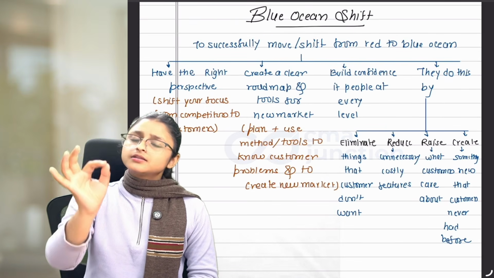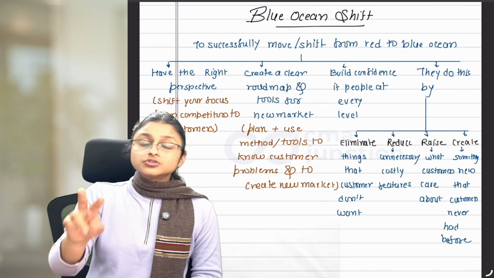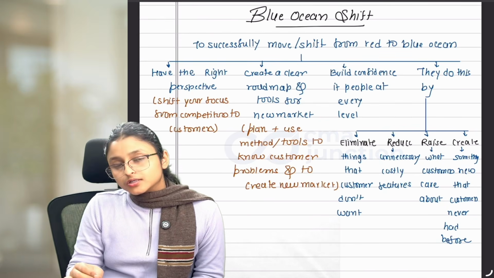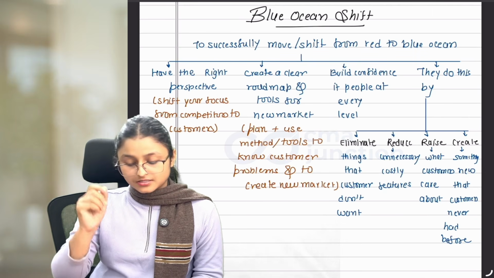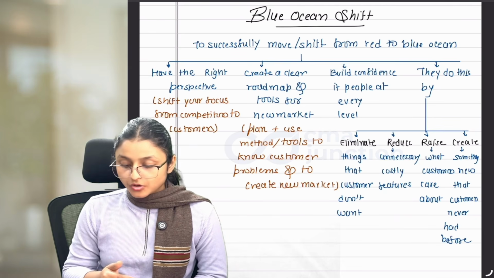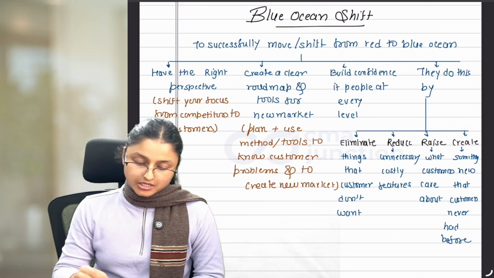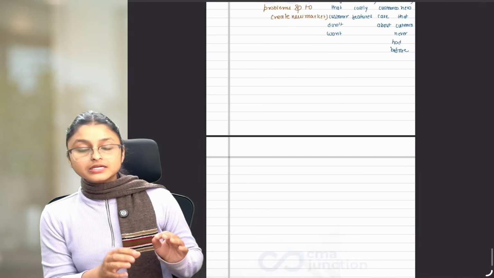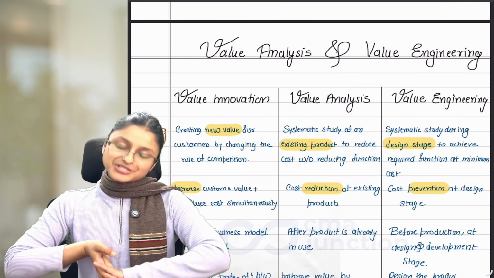What to eliminate? The things which customers don't want, just remove them. Reduce the things which cost a lot, and try to replace them with something which costs less. Raise the things which customers care a lot about, and create something completely new which customers did not have before. Done. And this is what we studied in our previous class. Now let's move to today's class.